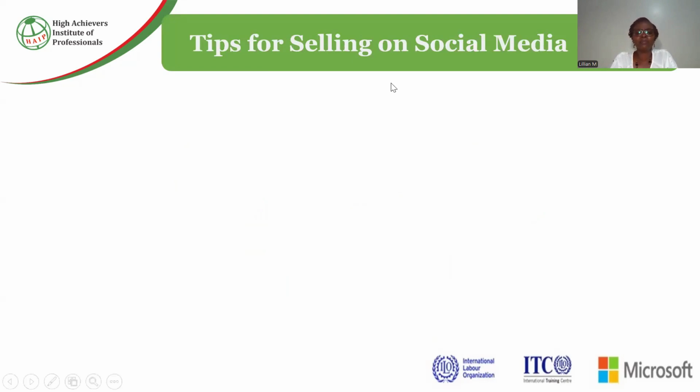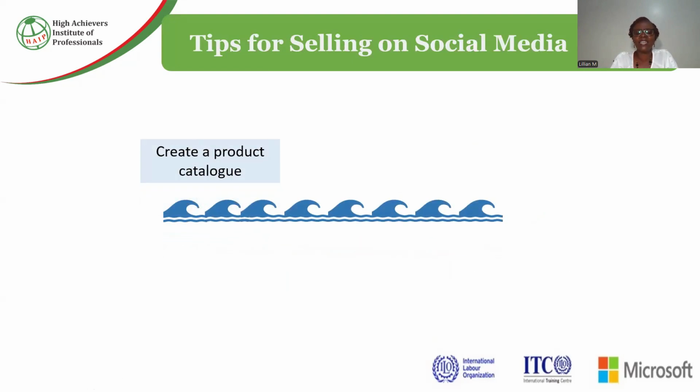So let's look at the tips for selling on social media. The first thing is you need to create a catalog. If you're selling products, your catalog needs to be your images of your products so that people can come there on social media and see. If you're baking cakes, then you come up with a catalog of cakes you've done before, maybe wedding cakes, birthday cakes, children's cakes, etc., so that people can see what you do, showcase what you do.